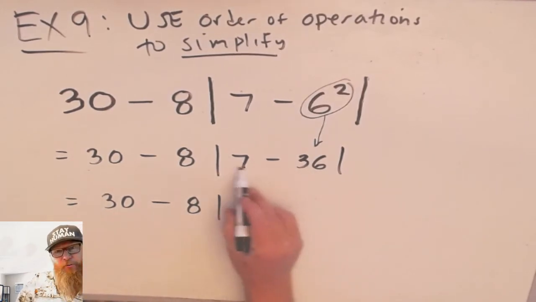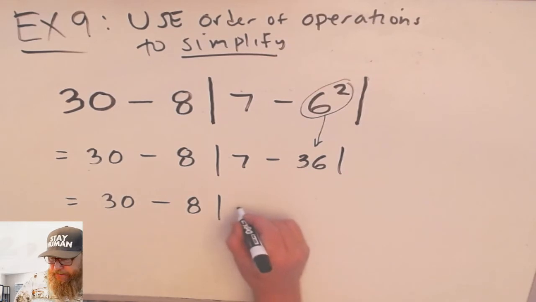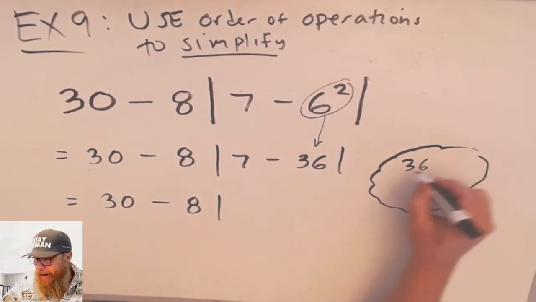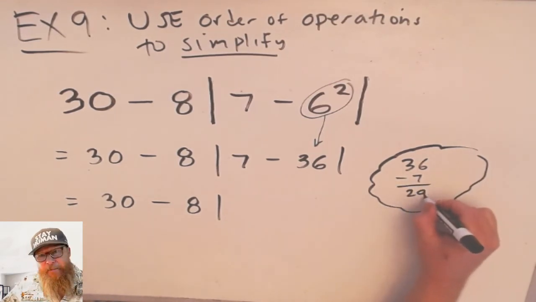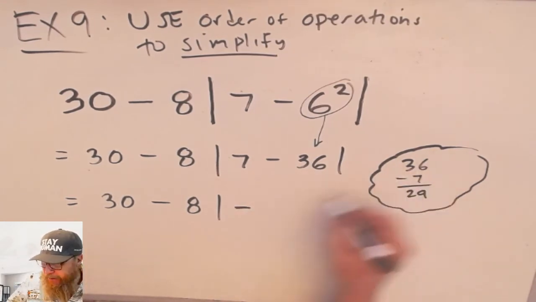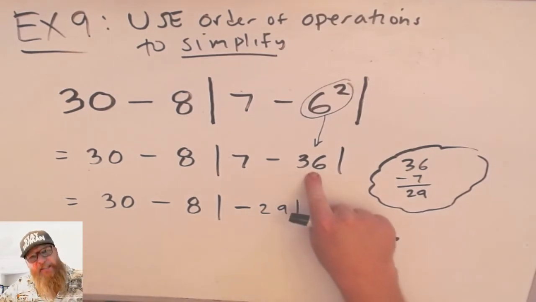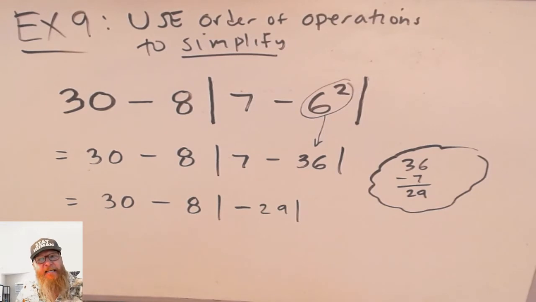All right, now use your rules for integers. 7 minus 36. Do you remember the rules? Let's do a quick reminder. You subtract smaller from larger, so that's going to give you 29. And then you give your answer the sign of whichever of these had a larger absolute value. 36 has a larger absolute value than 7, so we're going to give it a negative result.